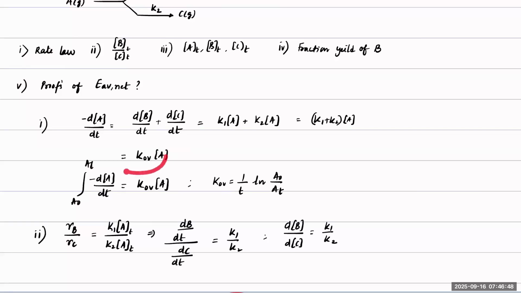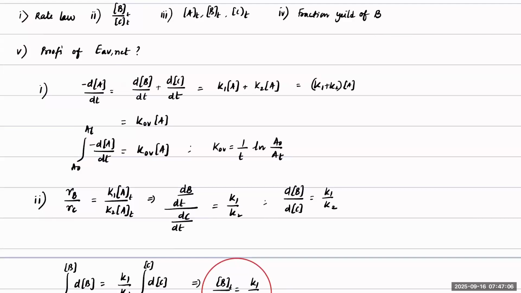So now, if I take A onto the left hand side, I can write it as A naught to AT minus dA by dt, that is equal to K overall into A. So K overall is equal to 1 by T into ln A naught by AT. Clear? And now, this is the rate constant overall.